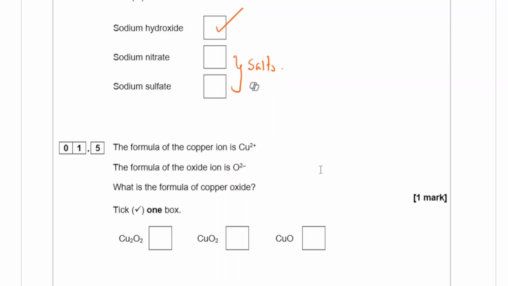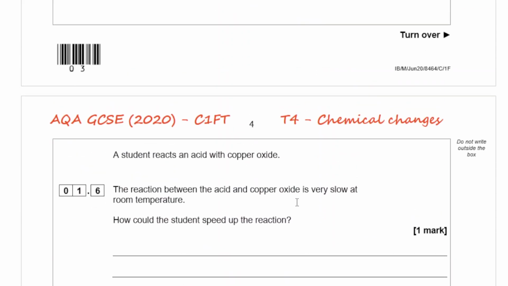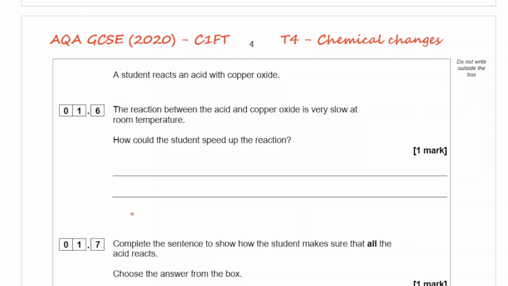The formula of the copper ion is Cu2+. The formula of the oxide ion is O2-. What is the formula of copper oxide? Now, the 2+ and the 2- cancel each other, so you will just have CuO. A student reacts an acid with copper oxide. The reaction between an acid and copper oxide, remember copper oxide is a metal oxide, is very slow at room temperature. How could the student speed up the reaction?